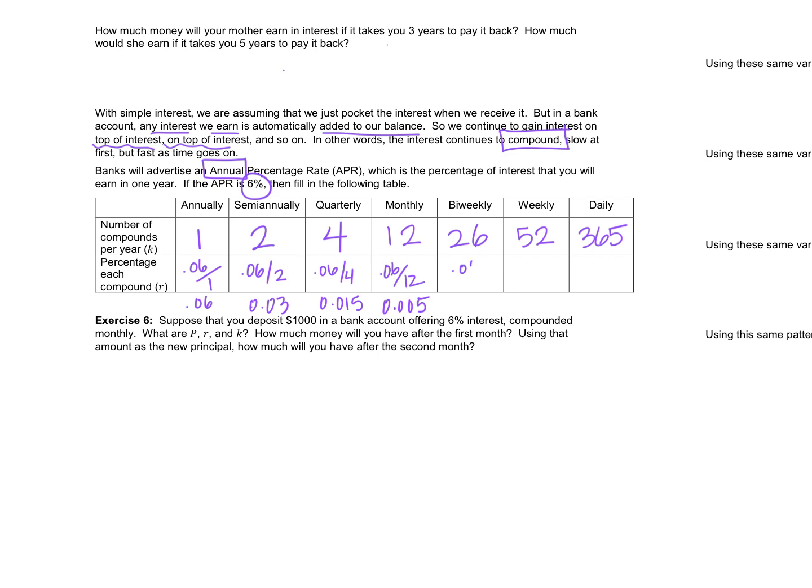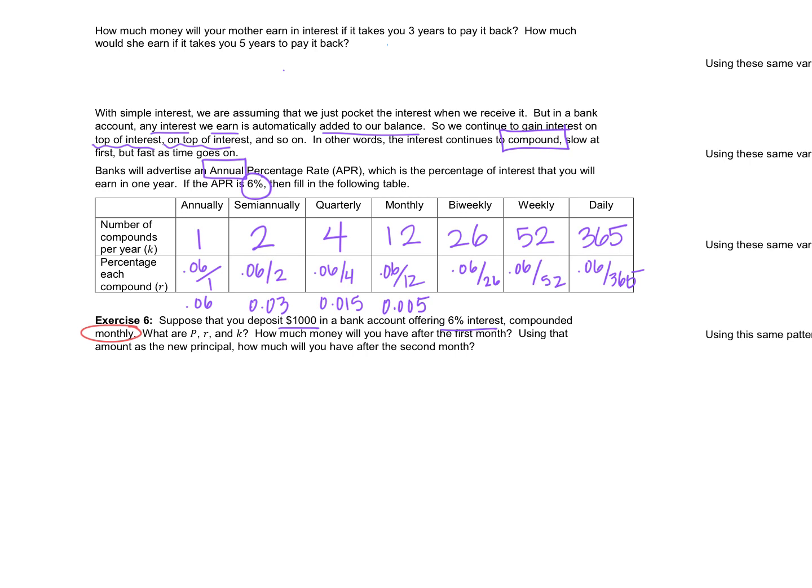I'm just going to write the other ones because they're going to get a little bit smaller. But you can see we're just taking the interest rate and dividing it up because, again, that was the annual interest rate. So let's suppose that you deposit $1,000 into a bank account offering that 6% interest, but we're going to look at it compounding monthly.